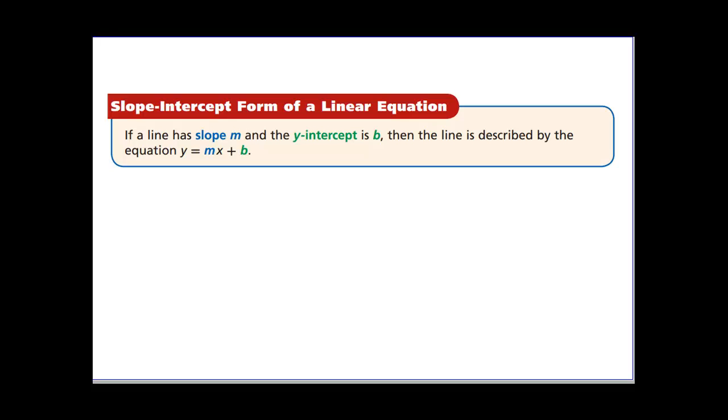So first of all, slope-intercept form of a linear equation is represented by the following equation: y equals mx plus b. And as you can see, when we look at y equals mx plus b, we can look at this a couple different ways. Number one is that our m is always represented by our slope. And as we've talked about in the past, the slope is represented by the rise over run, or the change in y over the change in x.